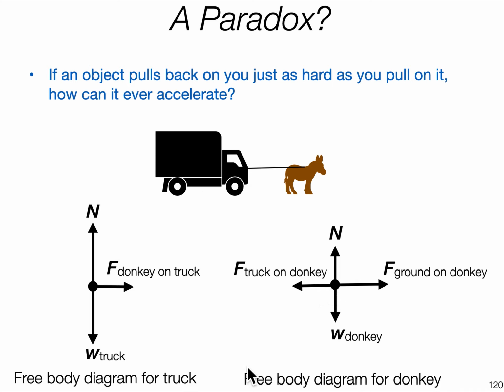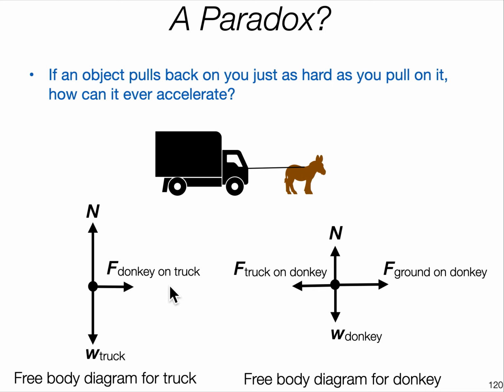Okay, now if I draw a free body diagram for the truck, I again have the weight of the truck and the normal force acting on the truck, and then in the forwards direction, I have the force of the donkey on the truck. So definitely on the truck, it looks like I have a net force, right? I have an unbalanced force here. This force is in the plus x direction. It's going to cause acceleration in the x direction.